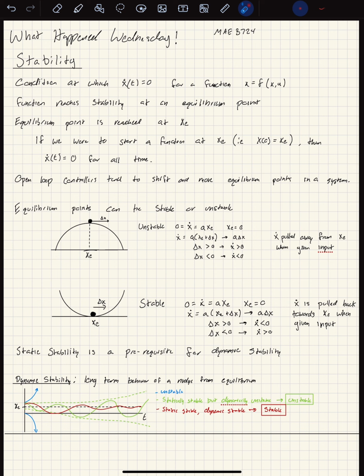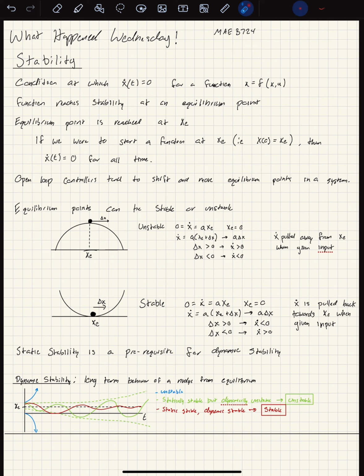Everything we've talked about thus far has been defined as static stability, which is a prerequisite for dynamic stability, which is normally looked at on a time scale. Dynamic stability is the long-term behavior of a nudge, or a delta x, from equilibrium. Looking at three different equilibrium points, we see a straight unstable point that is statically unstable. We see that from a delta x, the particle or ball we are looking at will move immediately away from the equilibrium as an initial tendency.